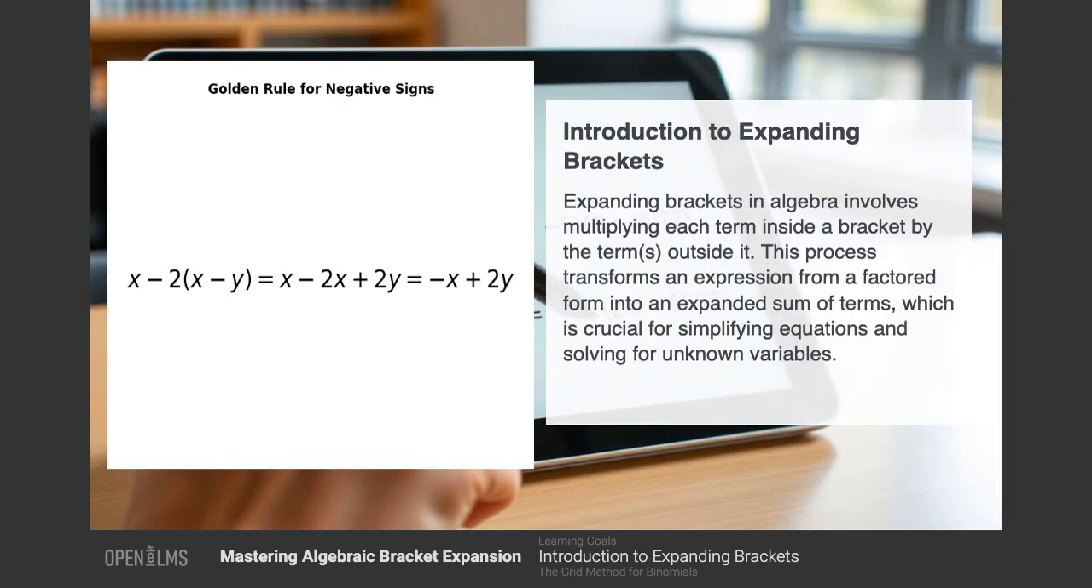Introduction to expanding brackets. Expanding brackets in algebra involves multiplying each term inside a bracket by the terms outside it. This process transforms an expression from a factored form into an expanded sum of terms, which is crucial for simplifying equations and solving for unknown variables.